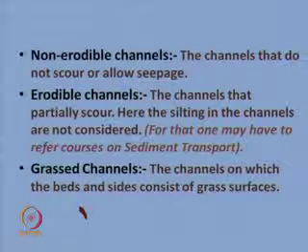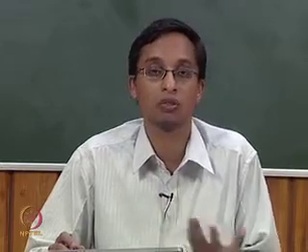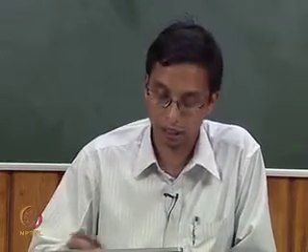Grassed channels are channels whose beds and sides consist of grass surfaces. You will see they have different properties compared to other non-erodible channels. There is quite a difference, especially in the roughness aspect. Grass offers much resistance to the flow, and you will see the roughness coefficient is considerably different in this case.